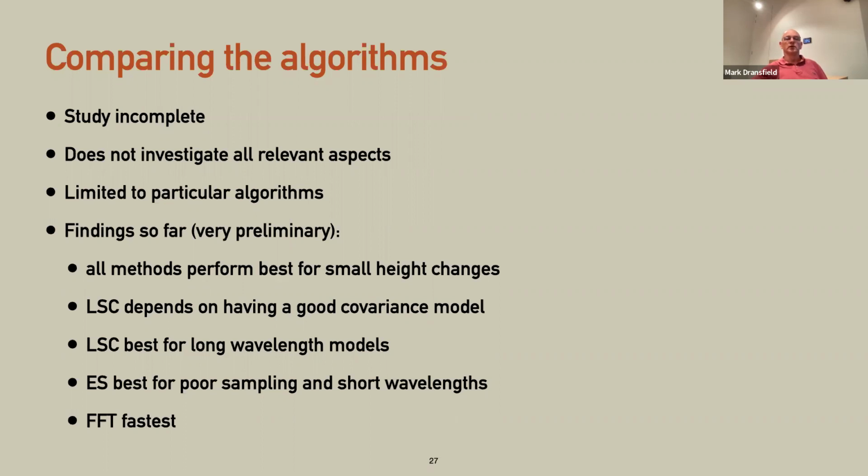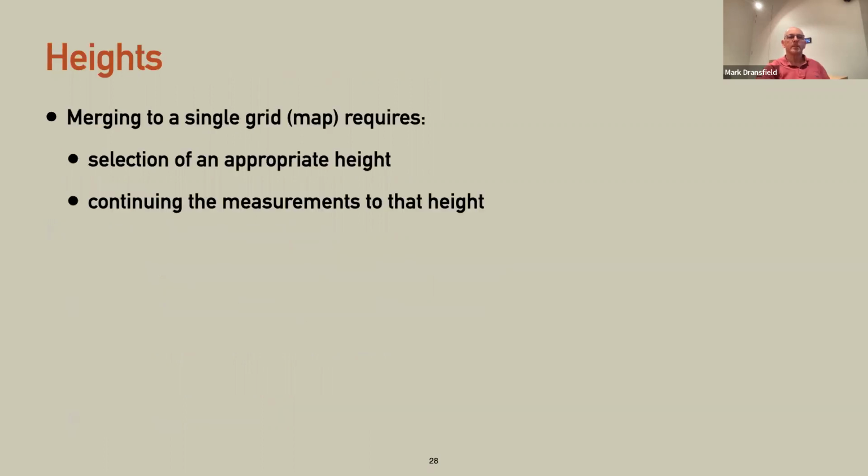The equivalent source did better when the sampling was poor. I didn't show you examples of that, but that was the result. And it generally did best at the shorter wavelengths, and the FFT was the fastest. Okay, so that's kind of where I'm at in trying to understand how you would go about doing this work. There's a lot more things to be done.